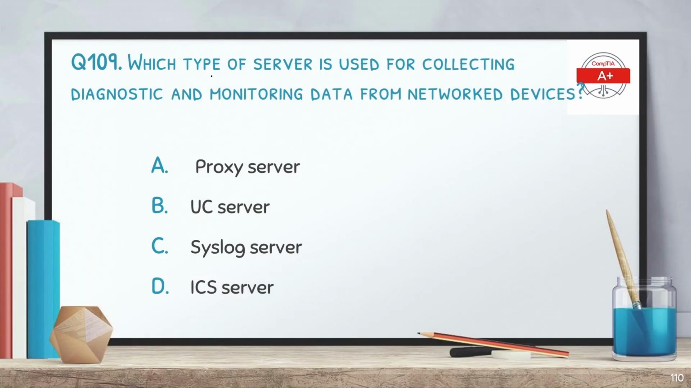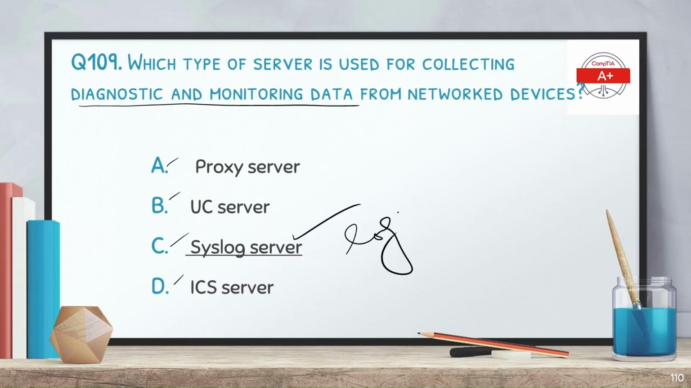Question number 109 is that which type of server is used for collecting, diagnosing, and monitoring data from network devices? The options are A, proxy server, B, UC server, C, syslog server, and D, ICS server. And the correct option is the syslog server. So this server basically collects the logs. It is basically a log collection server. It collects logs from the network devices.